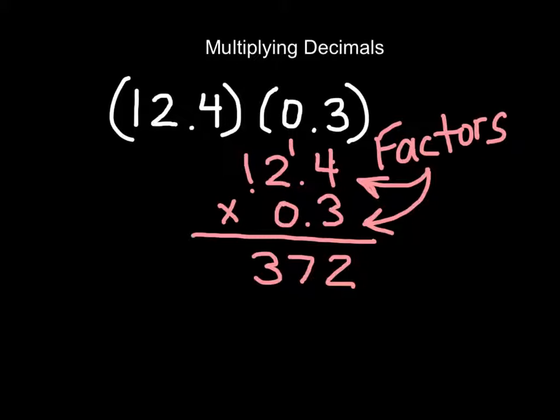Now let me count the places in the factors. There's 1 decimal place, 2 decimal places. Since there are 2 places in our factors, there needs to be 2 in the answer. So start your decimal point on the far right of your answer and move it 2 places over. The answer for this first example is 3.72.